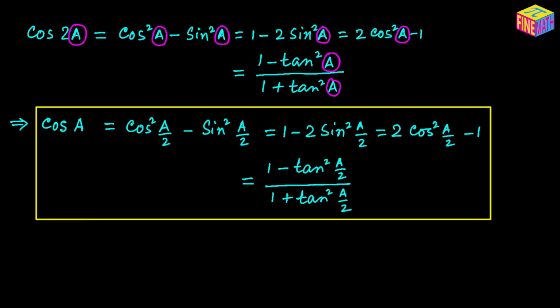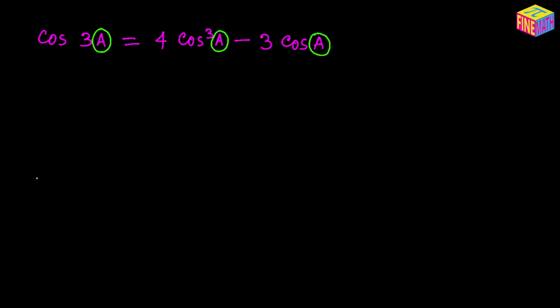And similarly, let's try to express cosine of A in terms of 1/3 of A. In the previous video, we have seen that cosine of 3 times A is equal to 4 times cosine cubed of A minus 3 times cosine of A. And now wherever we have the A, let's replace that by 1/3 of A, and then let's see what happens.